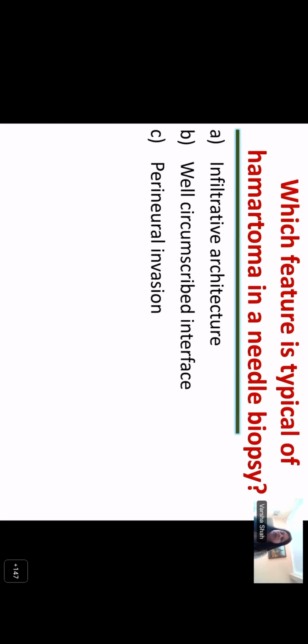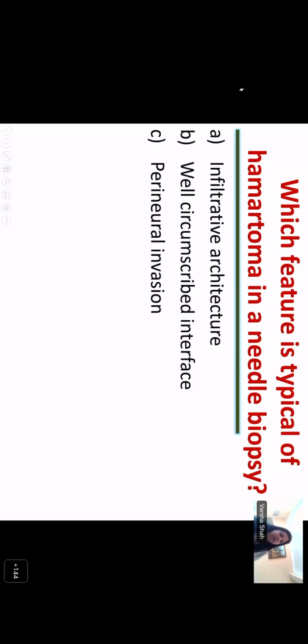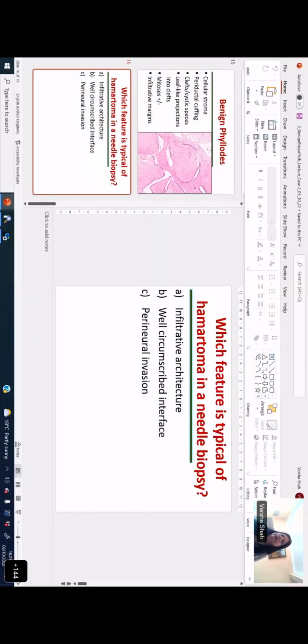Here is a question. I think I'm just going to go through it now quickly because we have three more cases. Which feature is typical of hamartoma in a needle biopsy? I just talked about it, so you know which it is, right? The answer would be well circumscribed interface. There won't be any infiltrative architecture or perineural invasion. So I'll just go back to case 3 now.